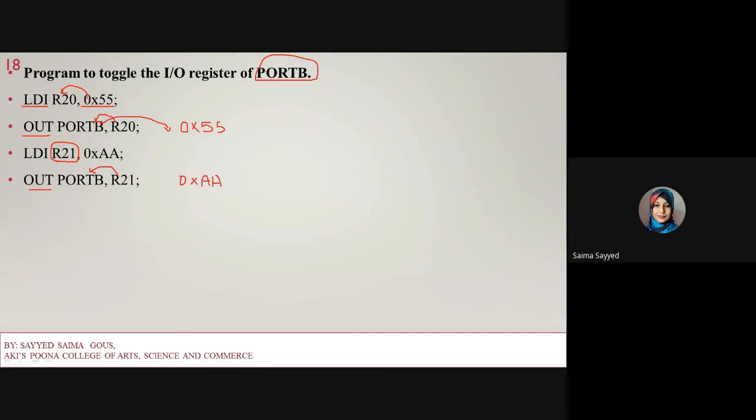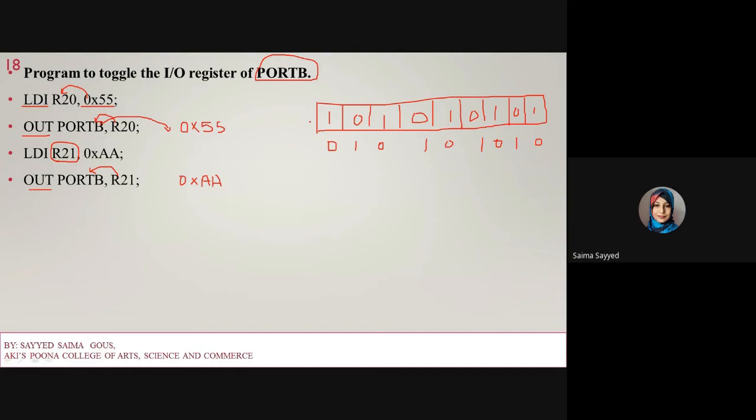Now to toggle the port, we know that it is an 8-bit register. To toggle this, first it will be 0 1 0 1 0 1 0 1, and the next time it will be 1 0 1 0 1 0 1 0. So the values of these are 0x55 and 0xAA. Here 0x stands for hex value. So we are toggling it, but this program is only for a one-time toggle.